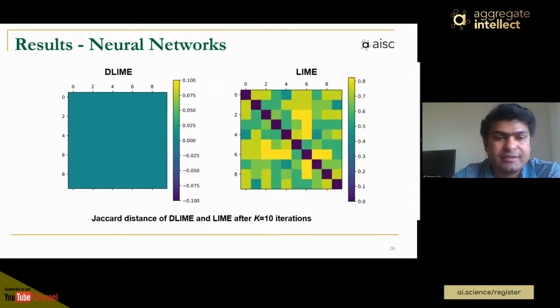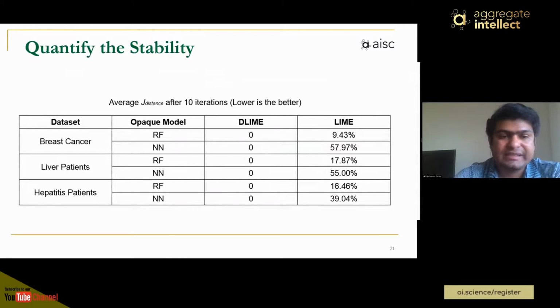After executing 10 times, we use this diagram to display the distance between these attributions. On the left side, it represents DLIME. DLIME has 0 distance, which means every time it generated the same explanation for the same instance. But on the right side, you can see uncertainty in LIME explanations. These are the results we presented after 10 iterations. So this is the complete execution result.